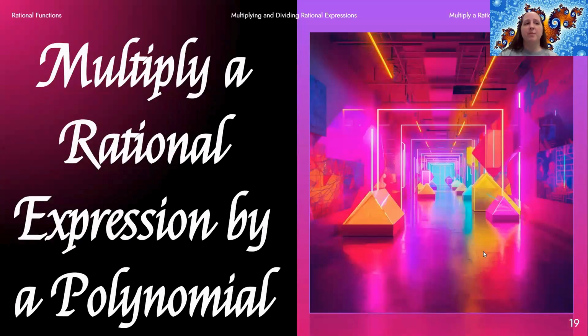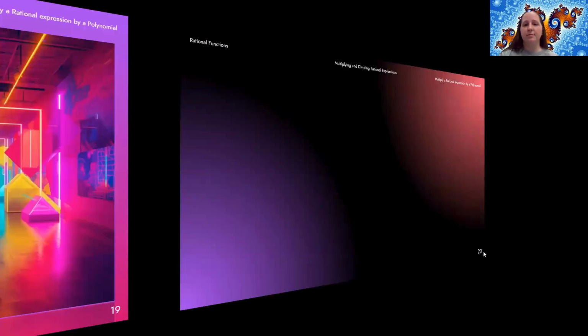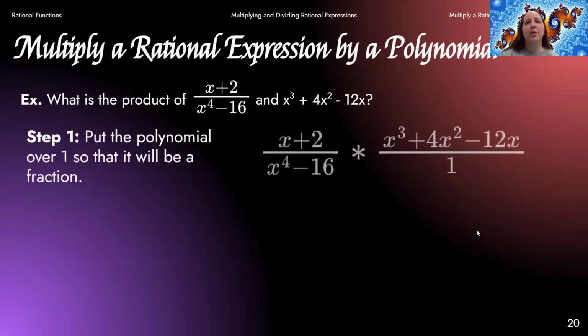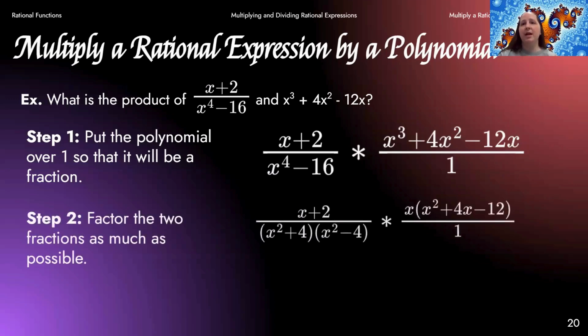Multiply a rational expression by a polynomial. What is the product of x plus 2 divided by x to the 4th minus 16 and x cubed plus 4x squared minus 12x? So I'm going to put the polynomial over 1 to make it a fraction. And then I multiply just like I normally would.